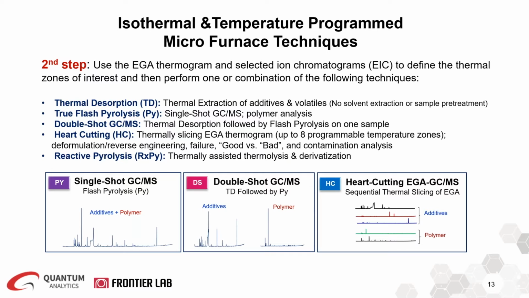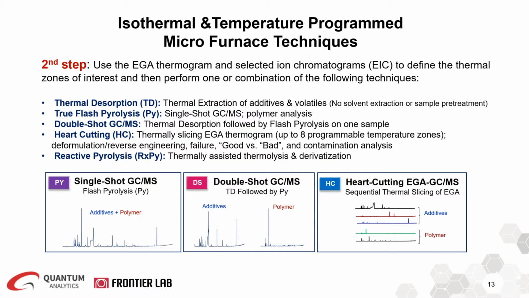Flash pyrolysis, which is also called the single-shot GCMS, is the fundamental technique for polymer analysis. In this mode, the furnace is typically programmed at high temperature to break down the polymeric, heavier materials into smaller fragments. The key here is that you are performing a true flash pyrolysis, in which all the pyrolysates are directly and continuously transferred on column in a single step. There is no transfer line and no chemical focus.